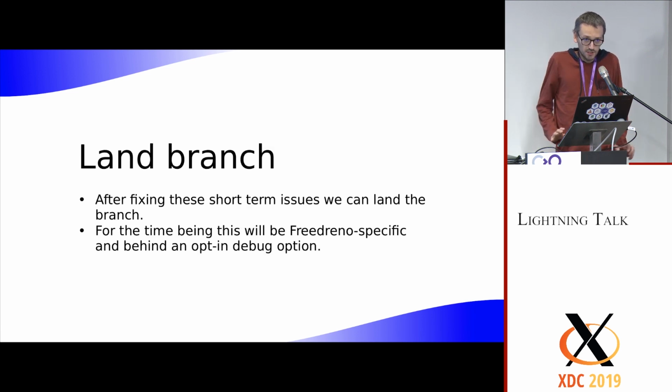So those are the short-term issues, and we should hopefully be able to get those fixed quite quickly. Once we get those simpler issues fixed, we can land the merge request. To begin with, this lowering pass will just be a Freedreno-specific lowering pass, opt-in with a debug option, so it will start just for testing. If we can get it upstream, obviously that would be great, to avoid having to rebase all the time.